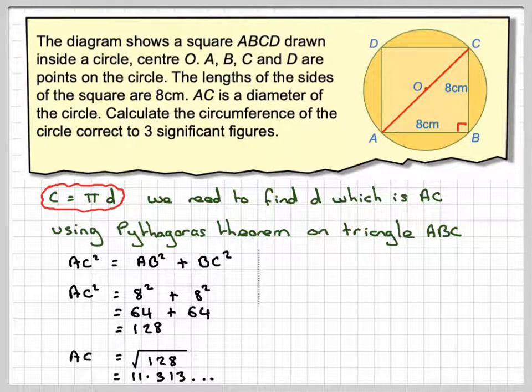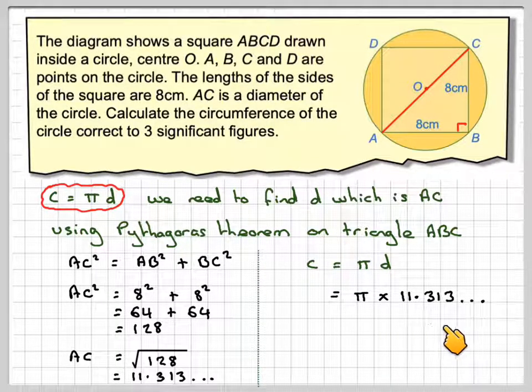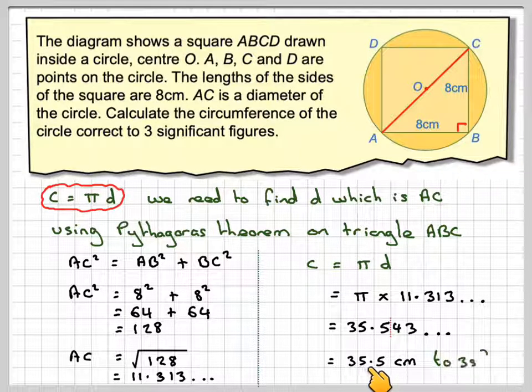of the calculation. So in order to find the circumference, C is equal to pi times d, and AC is the same as d. Therefore, we need to do pi times 11.313, our answer from the previous part, which will give me 35.543. We're asked to round to 3 significant figures, so that's the first, second, third, and therefore that point there is the fourth. The 4 has no effect on the 5, therefore the final answer is 35.5 centimetres.